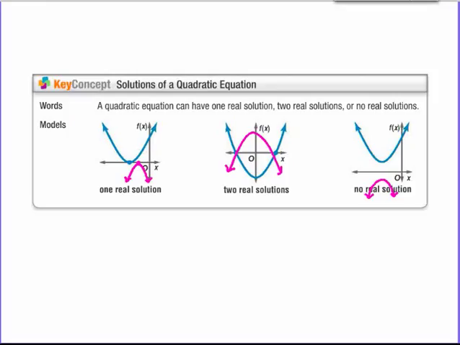No real solution will have no intersection points, because it never touches the x-axis. It shouldn't be intersecting. It intersects the x, not the y, just the horizontal one.